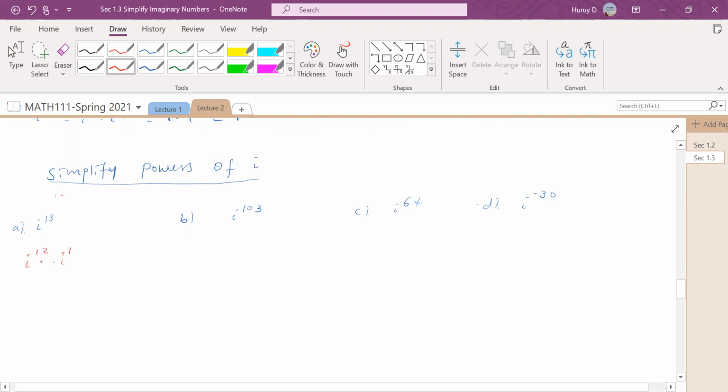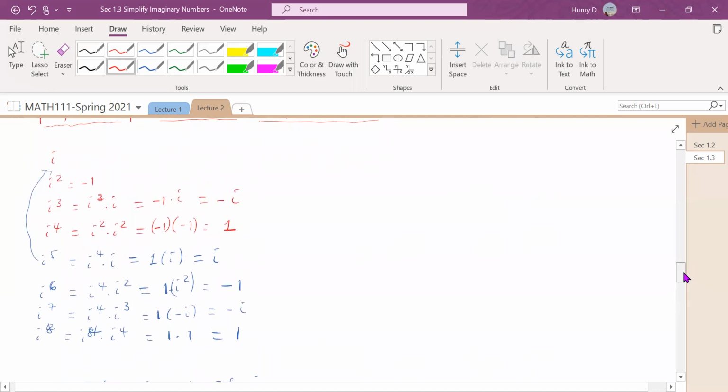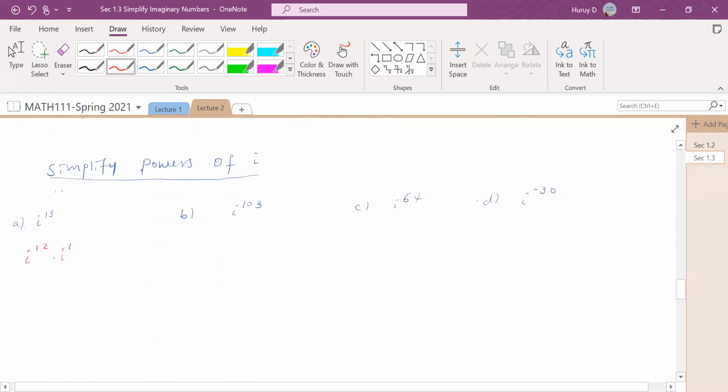Okay. Now, this one, as you can see, all the numbers that divide 4, they have the same value, they are equal. For example, here, i to the power of 4 is 1, i to the power of 8 is 1, i to the power of 12 is 1, i to the power of 16 is 1, i to the power of 20 is 1, and so on. Therefore, using that property, I just try to find the largest number, which is smaller than 13, that divides 4 without remainder, and that's 12.